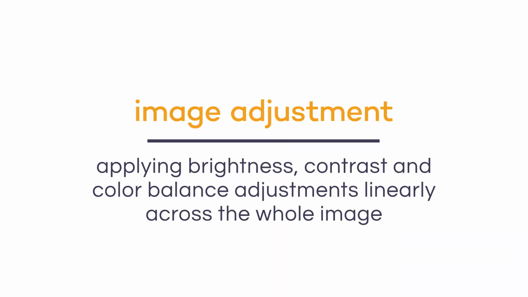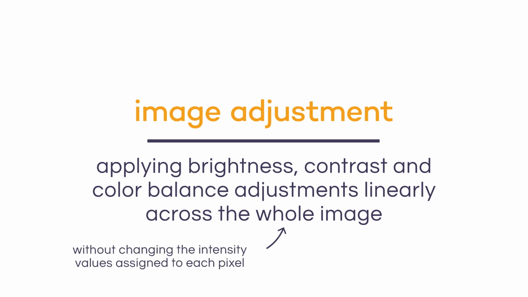But before we begin discussing how to adjust your Western blot images, it's important to understand the difference between adjusting your image and manipulating it. Image adjustment means that you apply brightness and contrast and color balance adjustments linearly across the whole image. So you don't want to change the intensity values that are assigned to each pixel.